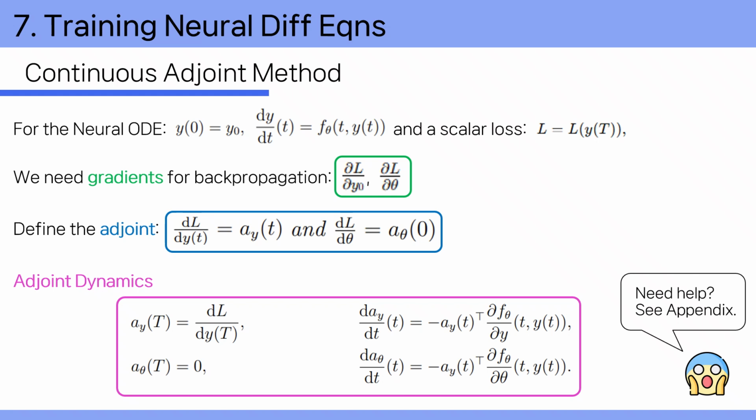Here's the idea. We define an adjoint variable. This measures how the loss changes with respect to the hidden state. The adjoint itself follows its own ODE, which we integrate backward from the final time all the way back to the initial time. While integrating backwards, we recompute the trajectory y and calculate two things at the same time: the gradient with respect to the hidden state and the gradient with respect to the parameters theta. All of these can be handled in a single call to the ODE solver.